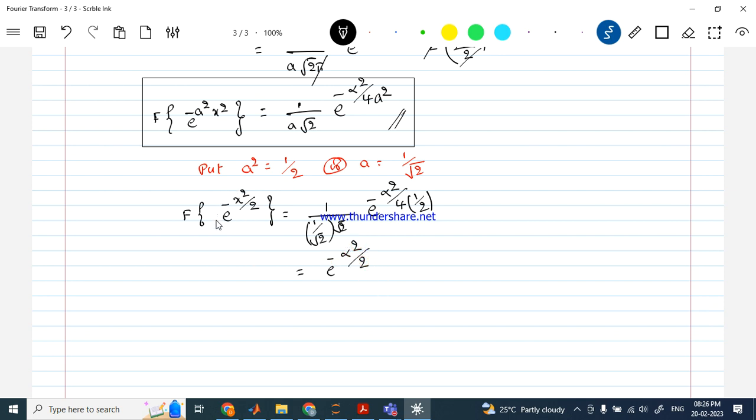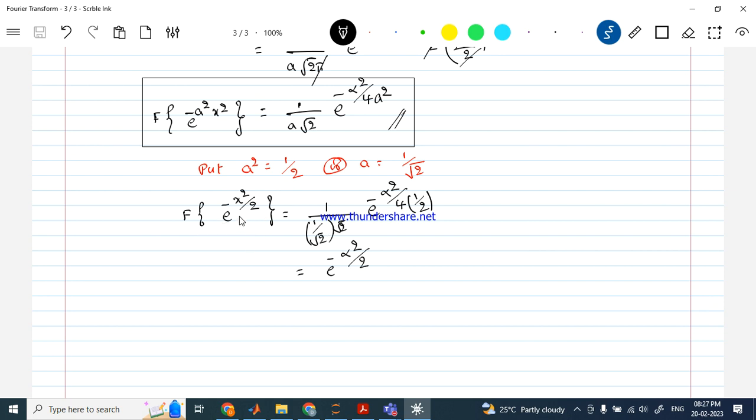Look at this function. We found Fourier transform of e power minus x square by 2 and the function remained same. There is no change in your output. Your output remains same, but it is written in terms of the other variable alpha. Only that is the difference. For such functions we say that the function is self-reciprocal with respect to the Fourier transform. That is, Fourier transform and its inverse both are same.